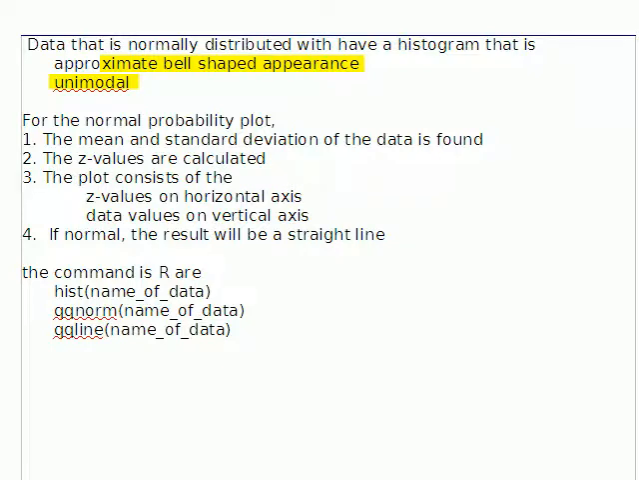Okay. What is a normal probability plot? That's a different one. In this case, the mean and standard deviation of the data is found, and then the z-values are calculated. Remember, the z-values are associated with the standard normal distribution. For the z-values, the mean is 0, and the standard deviation is 1. Then this plot is constructed. The z-values are put on the horizontal axis, and on the vertical axis are the data values. Now, if the data values are normally distributed, then the result will be a straight line.